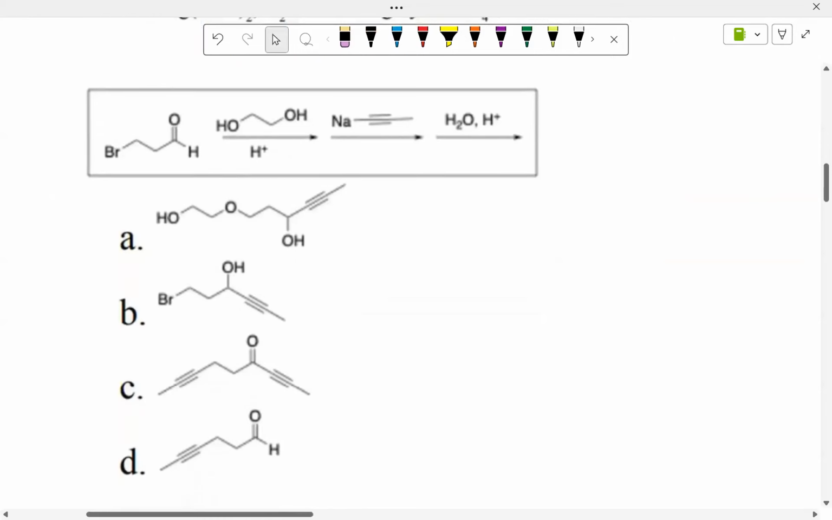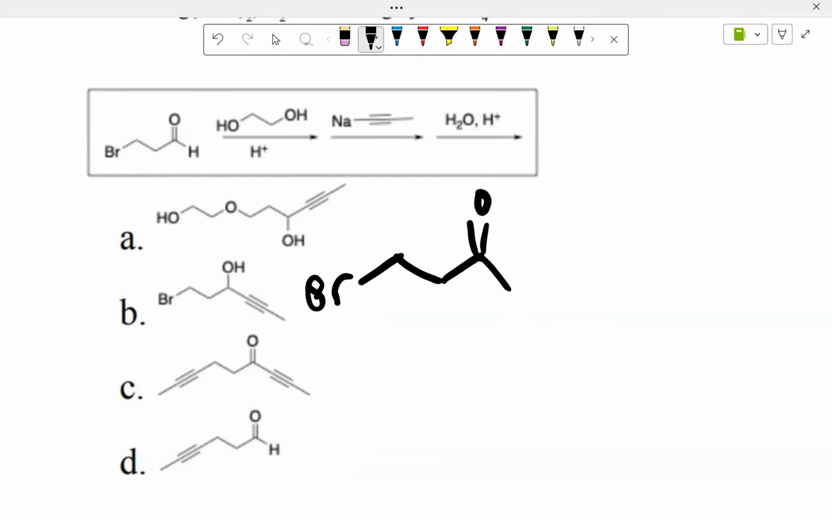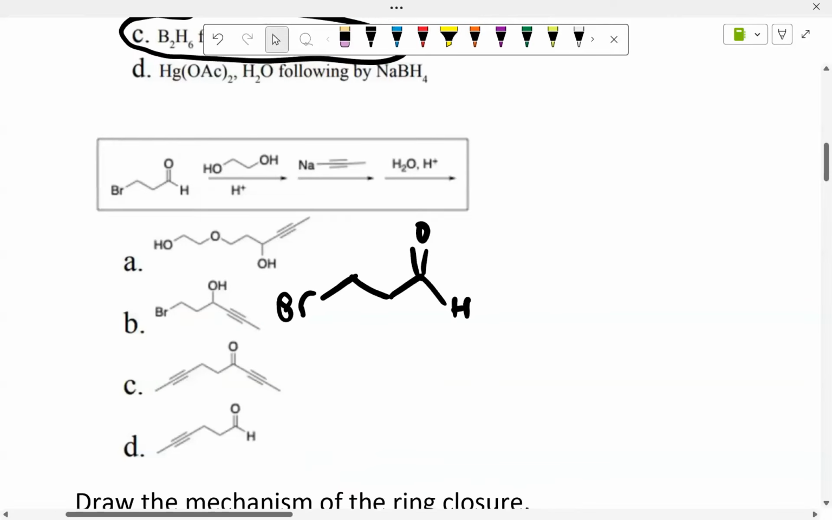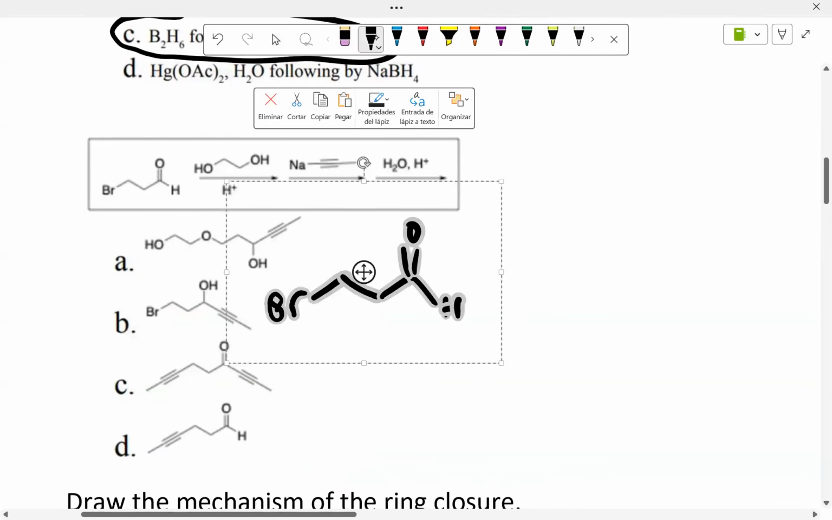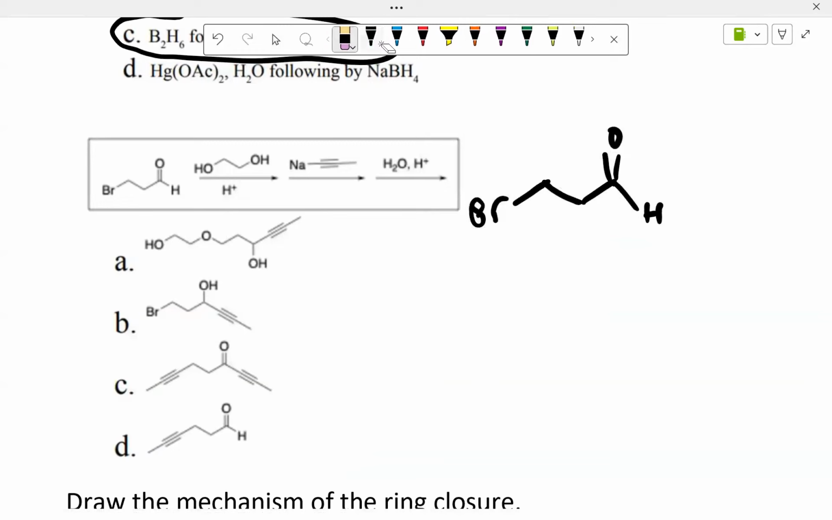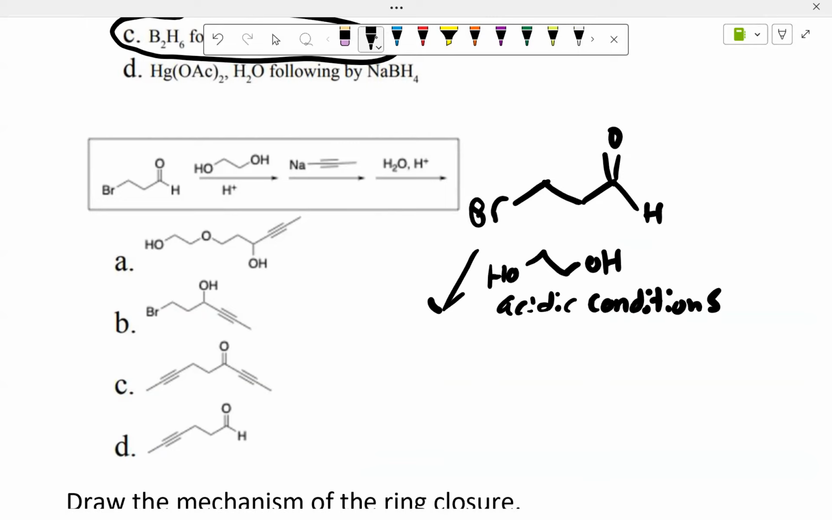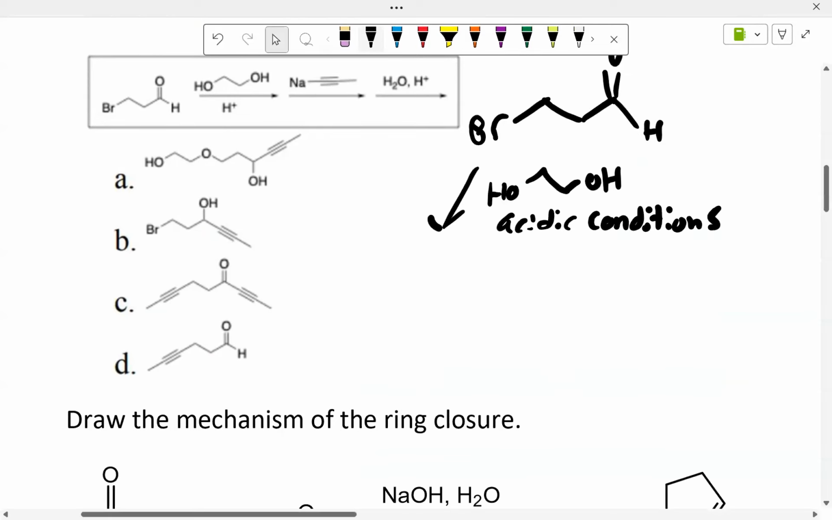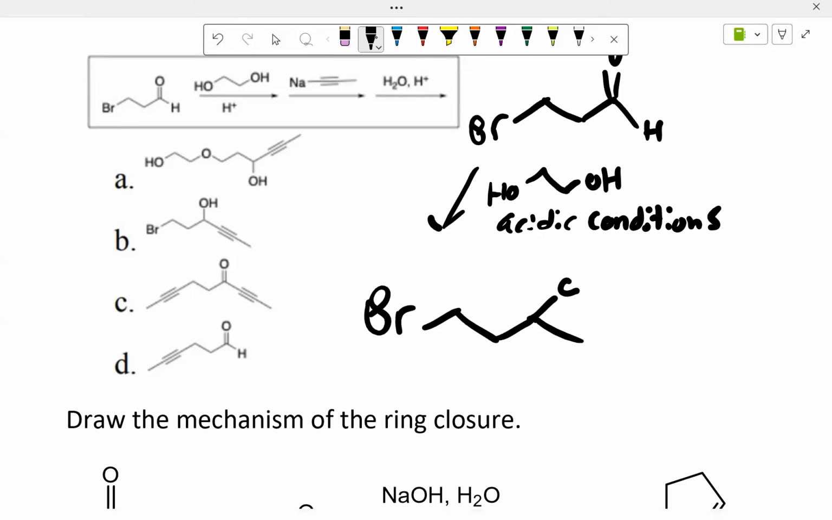All right, next one. This one is from the second semester of OChem. So I'm going to redraw the molecule we're starting with. Okay, so the first step is we have ethylene glycol, which looks like this, and it's in acidic conditions. That's what H plus means. So I'm just going to write acidic conditions. If you remember correctly, ethylene glycol, when used with carbonyls, serves as a protecting group. So the result of the first arrow is going to put that protecting group on.